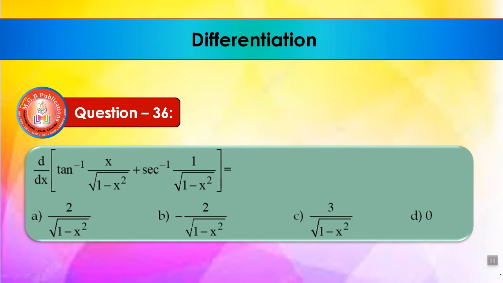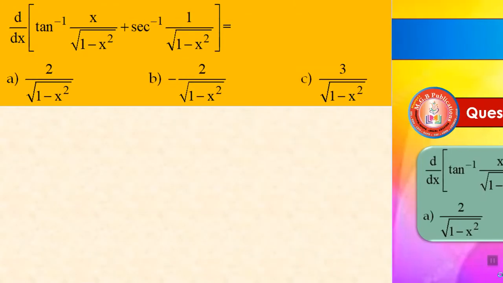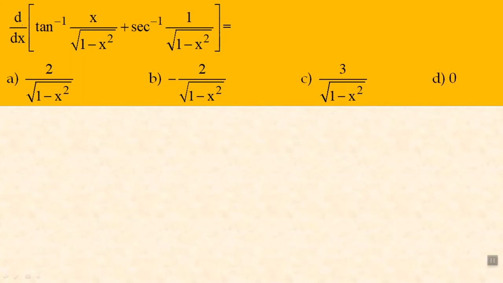Dear students, see the question number 36. Read the question and write it. The question is d by dx of tan inverse of x by root of 1 minus x square plus secant inverse of 1 by root of 1 minus x square is equals to. Options are 2 by root of 1 minus x square, minus 2 by root of 1 minus x square, 3 by root of 1 minus x square, 0.